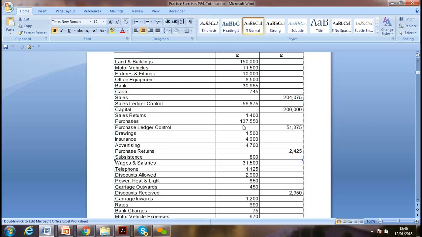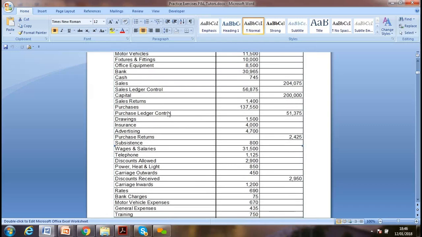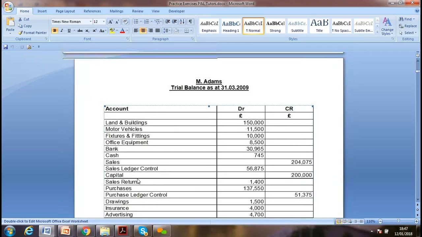Purchases is an expense, debit, we are spending money. Purchase ledger control, we bought something but have not paid money, is a liability. Drawing is a debit. Insurance is a debit. Advertising is an expense, debit. Purchase return goes on the credit side. It means reduce the value of the purchases. We see purchases is a debit side, so return should be the opposite side. Subsistence, wages, telephone, all these are expenses, and go on the debit side.